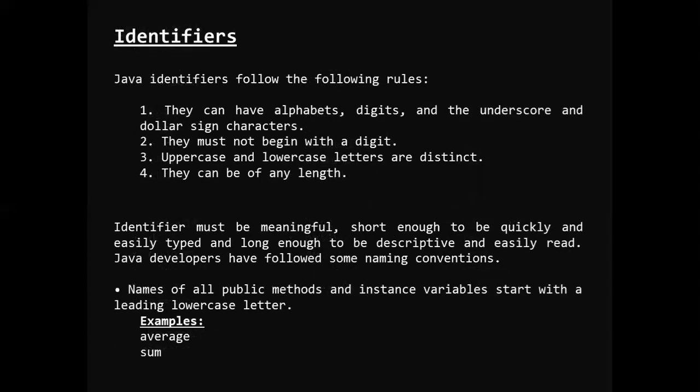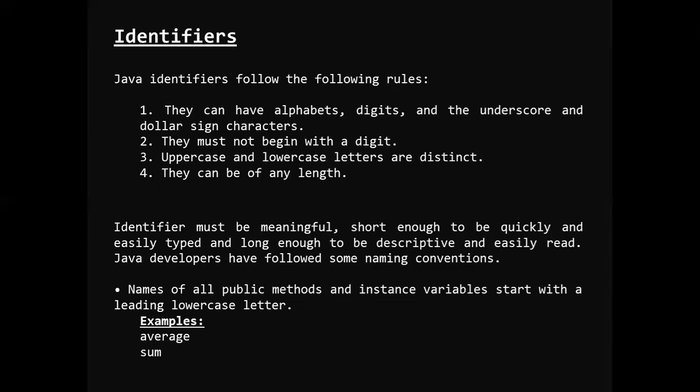Identifiers. Identifiers are programmer designed tokens. They are used for naming classes, methods, variables, objects, labels, packages and interfaces in a program. Java identifiers follow the following rules. 1. They can have alphabets, digits, and the underscore and dollar sign characters. 2. They must not begin with a digit. 3. Uppercase and lowercase letters are distinct. 4. They can be of any length.